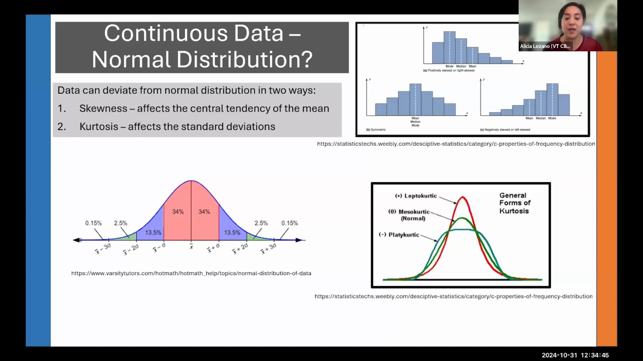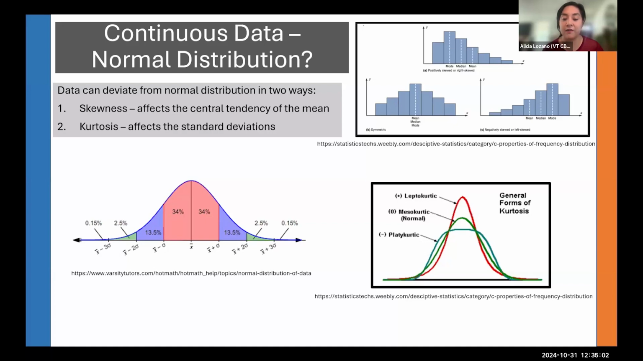And so there are two main ways that data can deviate from this shape. One of them is skewedness. And so skewedness refers to the asymmetry of the distribution itself. And so the top right diagram here shows essentially three types of skewness.